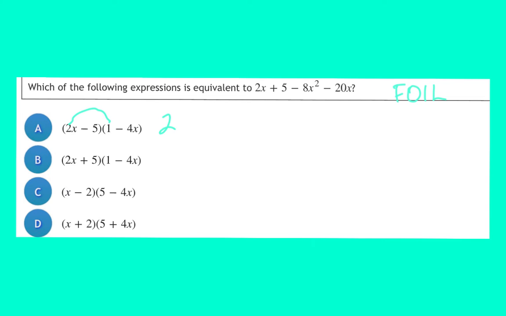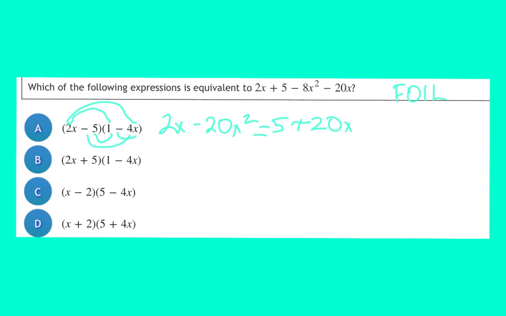2x times 1 is 2x. 2x times a negative 4x is going to be a negative 20x squared. Negative 5 times 1 is a negative 5. Negative 5 times negative 4x is a plus 20x.